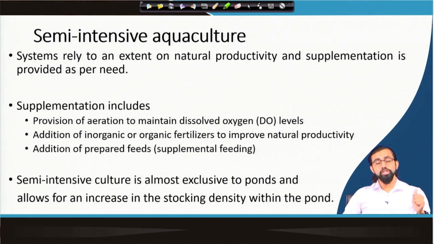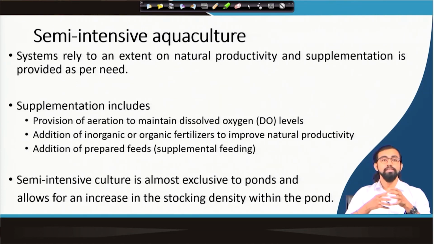So there are provisions that you have to keep ready so that you can provide the aeration system. You can start the aeration if you think your culture species is struggling with the available oxygen, or you can provide aeration from time to time to maintain the dissolved oxygen level of your tank or culture unit. Addition of inorganic or organic fertilizers to improve the natural productivity. Addition of prepared food is called supplemental feeding.